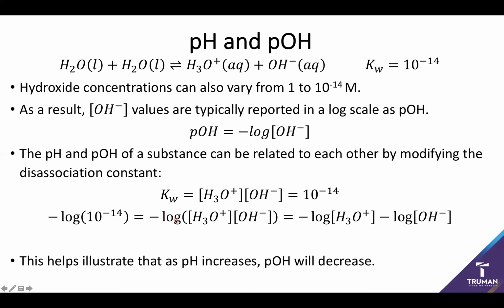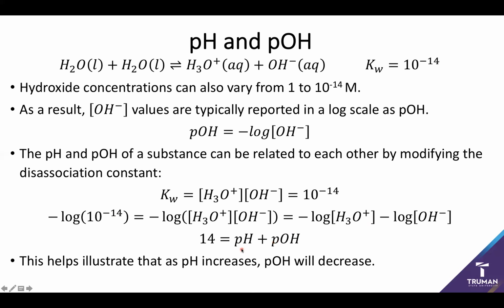We can take the negative log of our 10 to the negative 14, so our Kw. Then if I take the negative log of the right-hand side, I also have to take the negative log of the left-hand side. And then I can make use of some fun log laws. So the log of a product is the same as the sum of the logs. So if I've got log of protons times hydroxide, this will be the same thing as negative log of protons minus log of hydroxide. Now we can have fun because negative log of 10 to the negative 14th will just be 14, and that's pH and that's pOH.